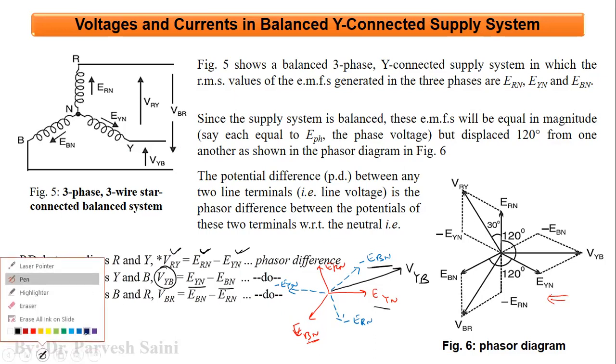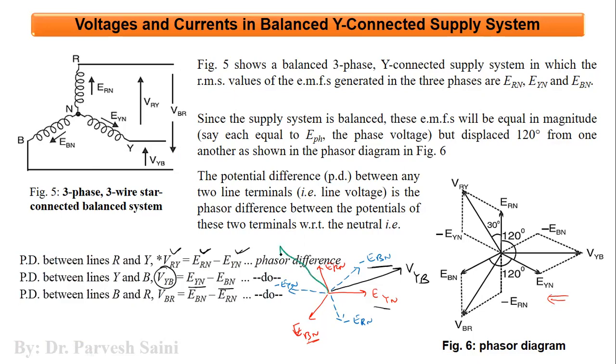So let us draw this also. So it is this one. So this is VRY. And then we have the third one, which is the sum of these two, minus ERN and EBN. So let us see where it is. It is minus ERN, EBN, and the resultant is here like this. So this is VBR. So this is how you can draw the phasor diagram. And this is what is shown here in this particular diagram.